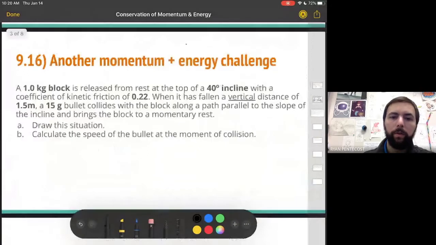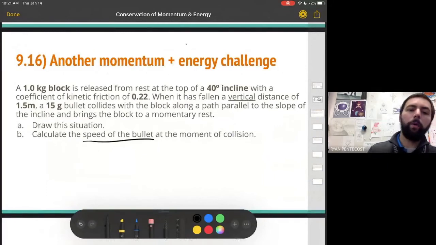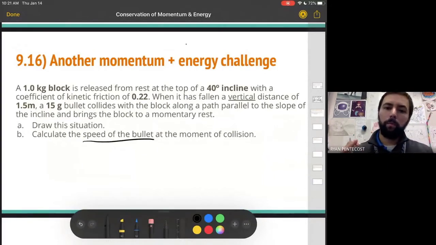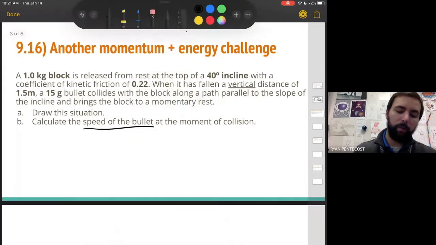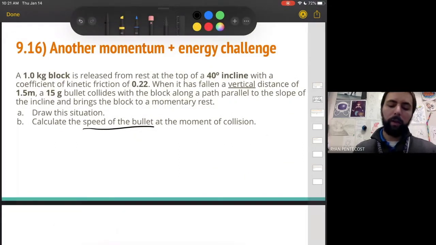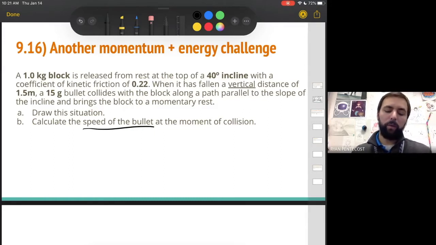Now what we're going to do is it's going to ask us one question. Calculate the speed of a bullet, right? But we're going to need energy and momentum all together to find that one speed. Okay. So we have a 1 kilogram block released from rest at the top of a 40-degree incline with a coefficient of kinetic friction of 0.22. When it has fallen a vertical distance of 1.5 meters, a 15-gram bullet collides with the block along a path parallel to the slope of the incline and brings the block to momentary rest. Draw the situation, then we'll calculate the speed of the bullet at the moment of collision.